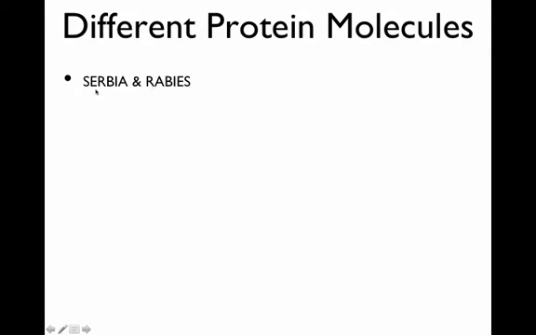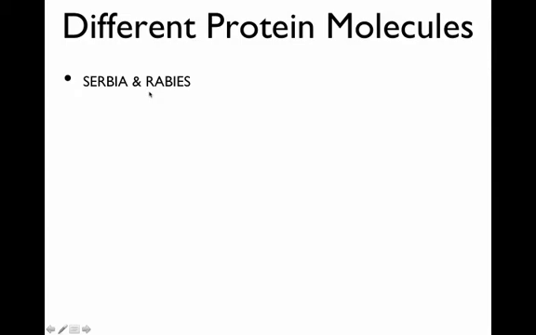In case you haven't, Serbia is a country in Eastern Europe. Rabies is a disease that you can get from certain types of infected animals. They're different, obviously. Hopefully everyone will agree that these are different things. Serbia is not the same thing as rabies. Even though they are different from each other, they're made of the same letters. So the word Serbia and the word rabies mean different things, even though they're made of the same letters. And that's basically how the English language works.